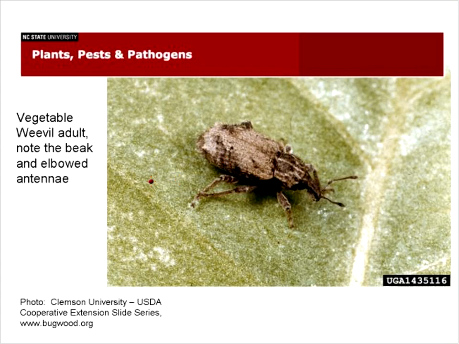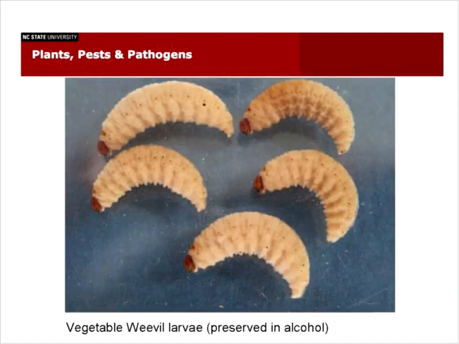But the adults feed on a variety of the same plants that the larvae are feeding on. These are some larvae that are in alcohol, so they're not going to show up quite as clear as if they were alive. They've been preserved, but it shows the typical appearance of weevil larvae, the characteristic C shape, as we say, the legless appearance of them. These are about a third of an inch long at maturity.